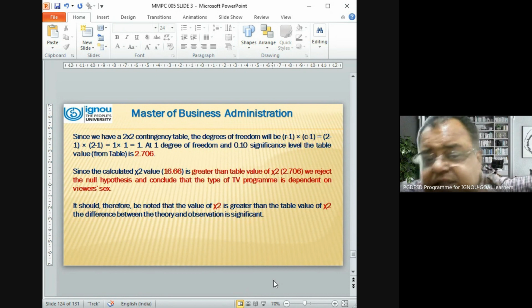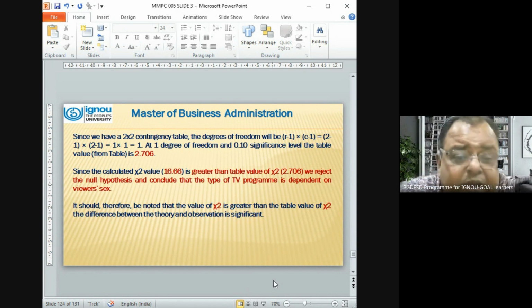16.66 is greater than the tabular value of 2.706. We reject the null hypothesis and conclude that type of TV program is dependent on the viewer's sex. It should therefore be noted that the value of chi-square is greater than the tabular value of chi-square. The difference between the theory and observation is significant.